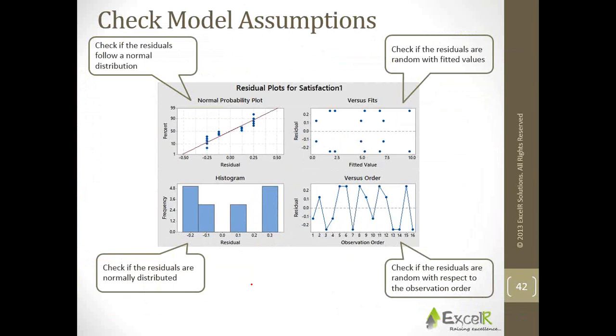So what is this? Normal probability plot. It checks whether the residuals are following the normal distribution or not. If the blue dots fall exactly on this red line, then the data follows a normal distribution. Here it's slightly non-normal, is what I feel. The closer the blue dots are to the red line, the more is the normality. Same goes with this also. Check if the residuals are normally distributed or not.